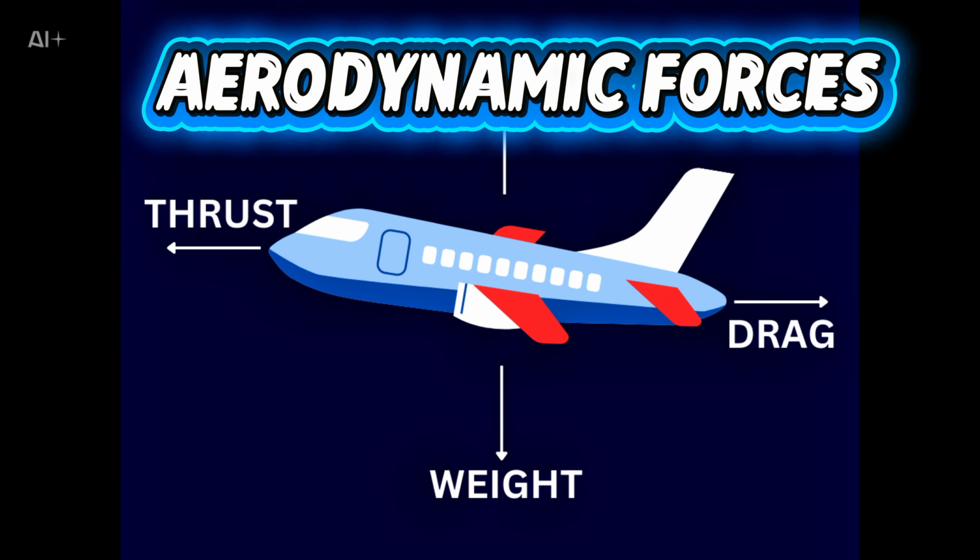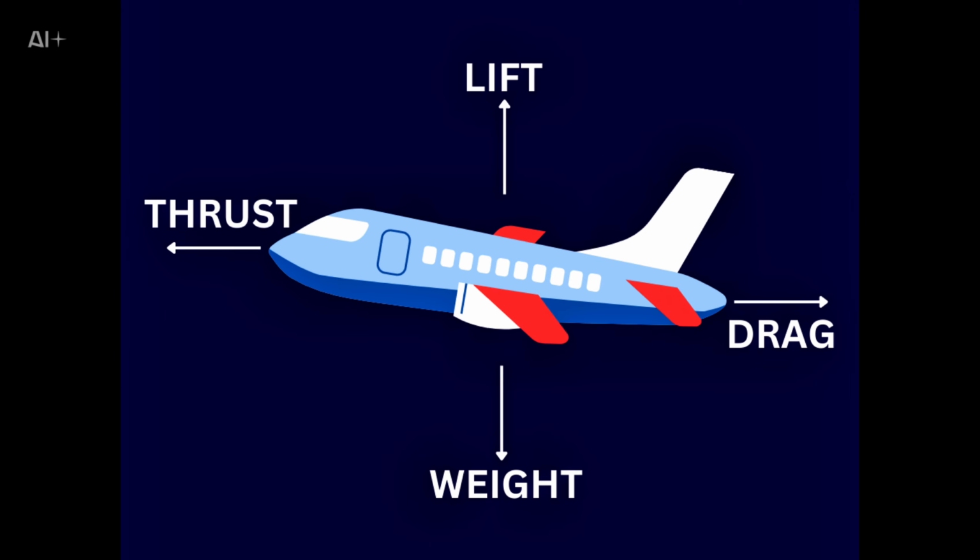Alright, let's explain the aerodynamic forces of the aircraft. According to Newton's first law, an object continues in its state of rest until an external force is acted upon it. The second law lets us know that the rate of change of momentum is directly proportional to the applied force. And the third law says, for every action there is an equal and opposite reaction. These are the laws that go in line with the principles of an aircraft.